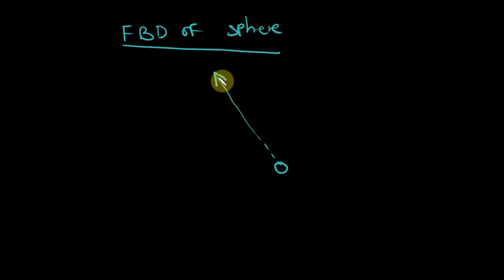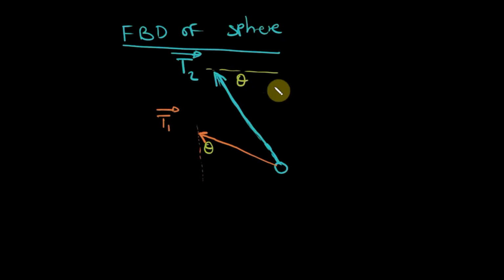There's my tension from my wire. Call this tension T2. Okay. And here's another wire. We'll call this tension T1. Okay. It forms an angle theta with the vertical. This one forms an angle theta with the horizontal.